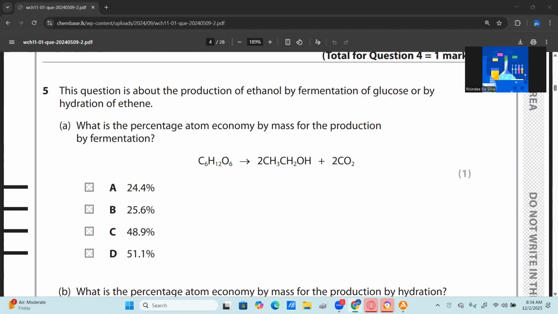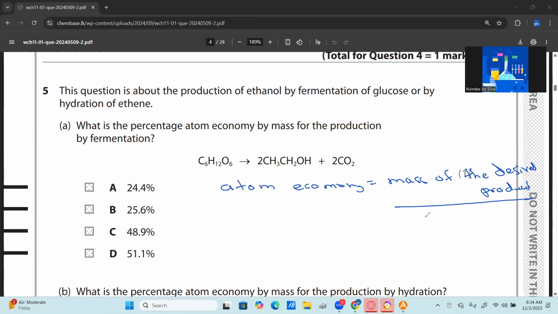Then in this one, you have to find the atom economy. So you know the equation for atom economy, which is given by mass of the desired product divided by the mass of the total products. So when you're taking the total products, you need to consider the stoichiometric ratio as well.